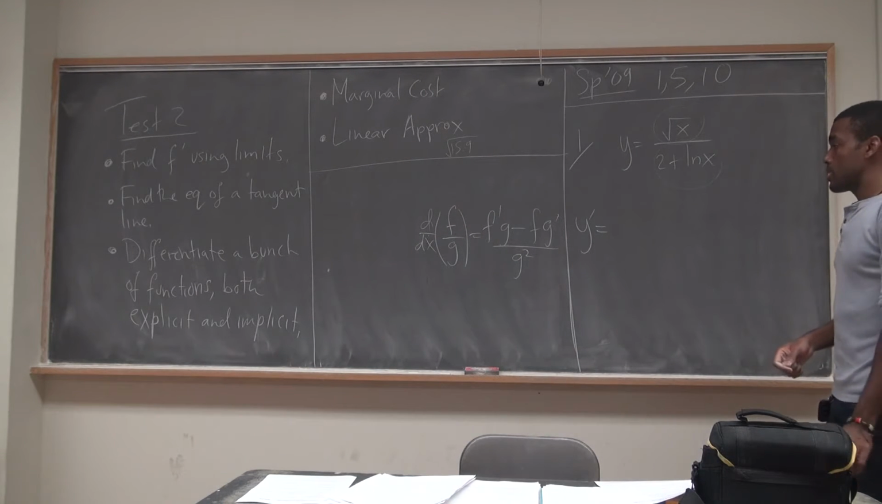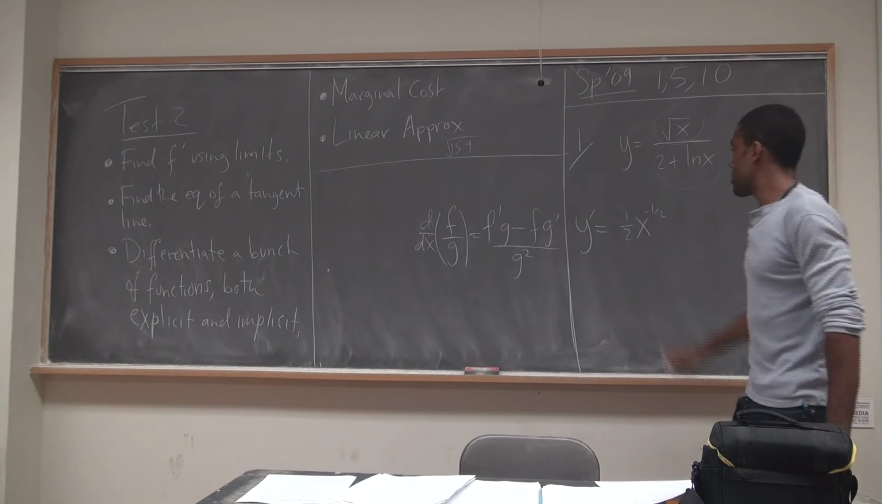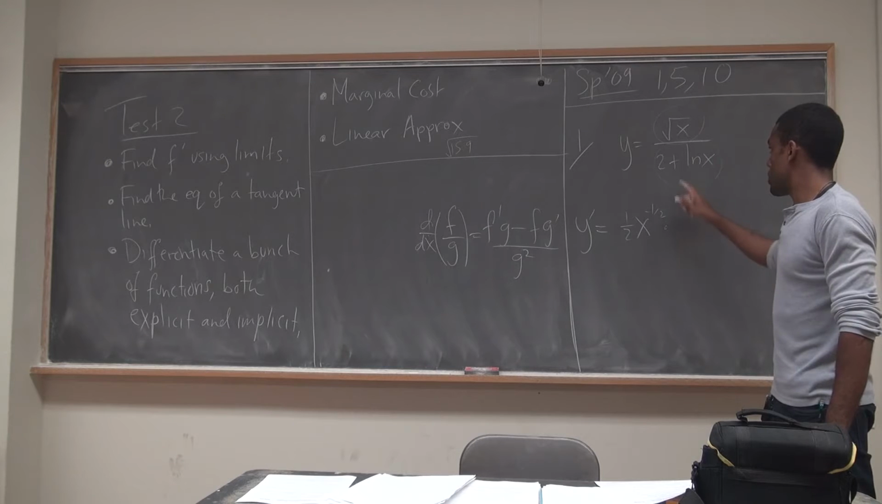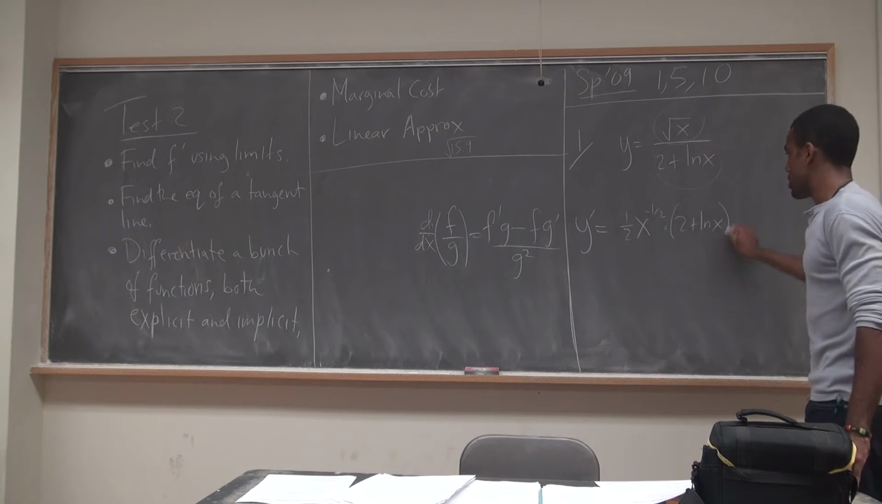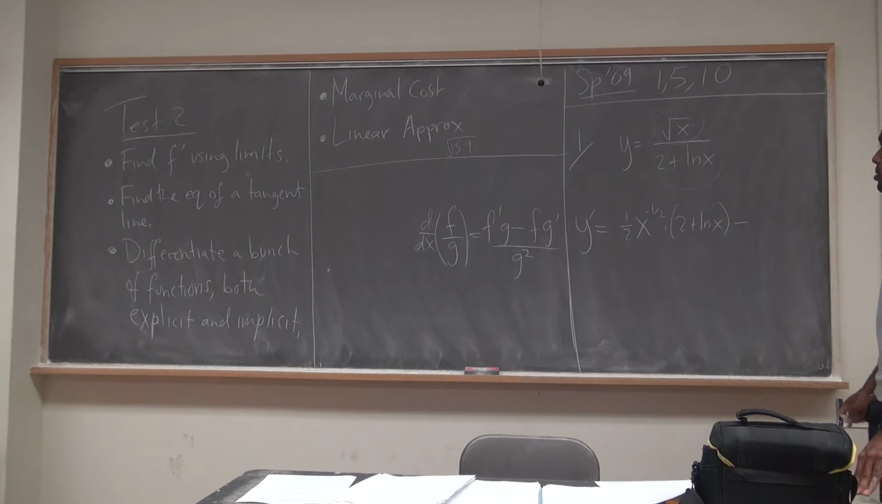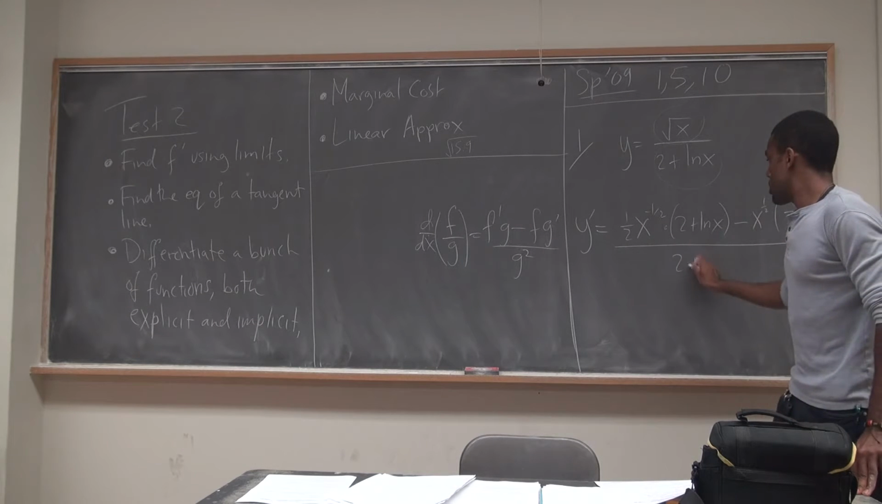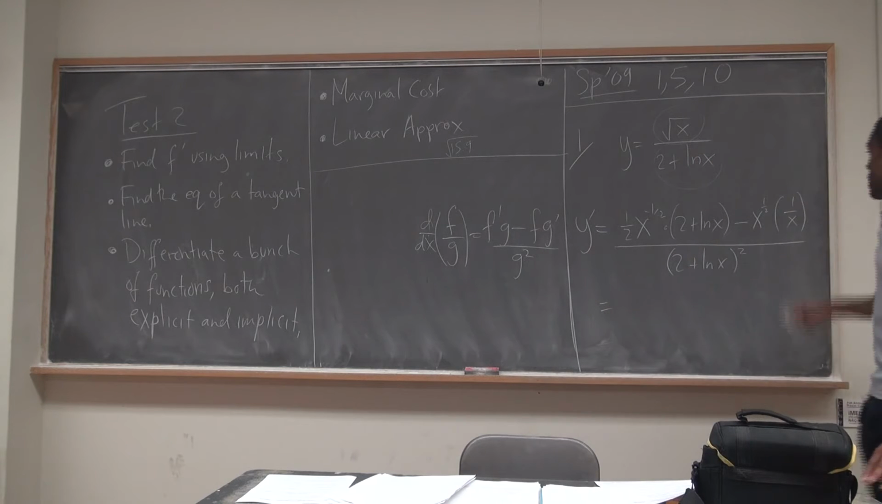Okay. One half x to the negative one half times 2 plus ln x, in parentheses, minus x to the one half times the derivative of this, which is 1 over x, just 1 over x, over 2 plus ln x squared. Now this guy gives us what?